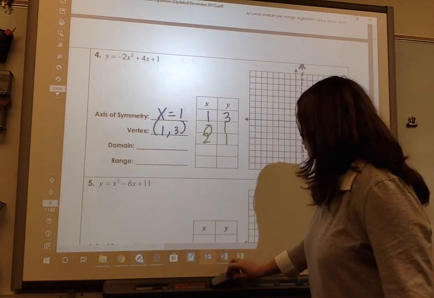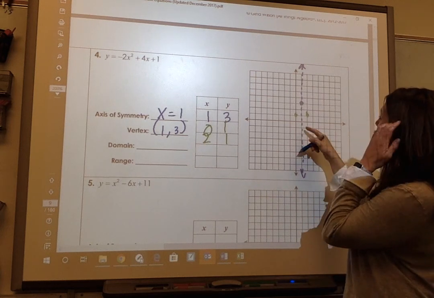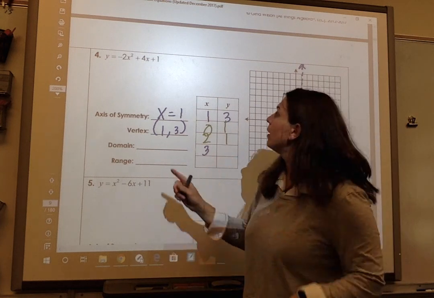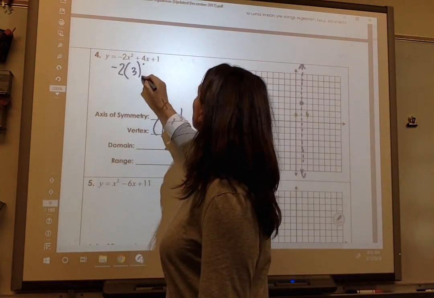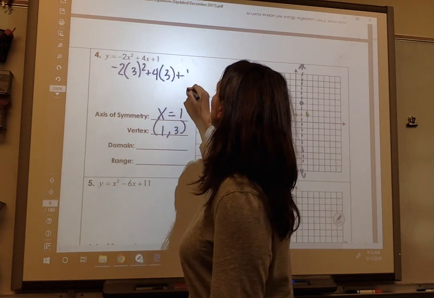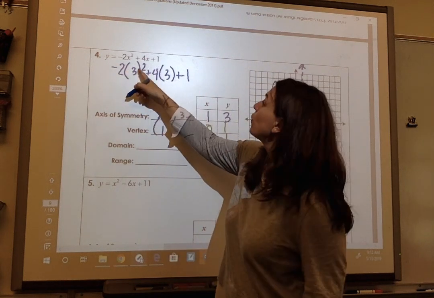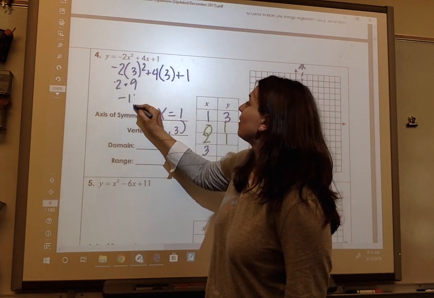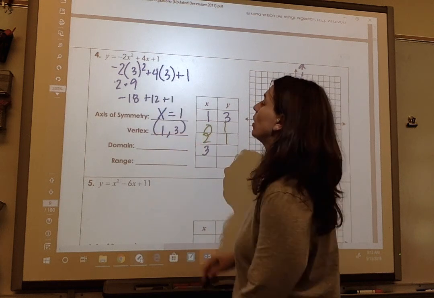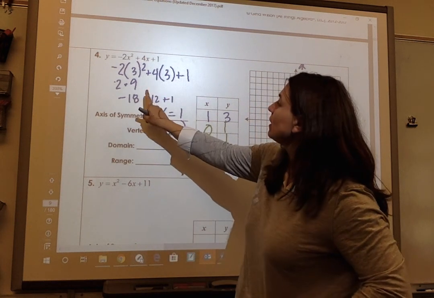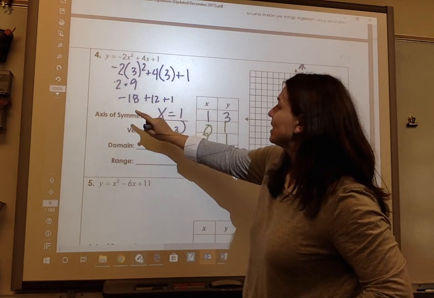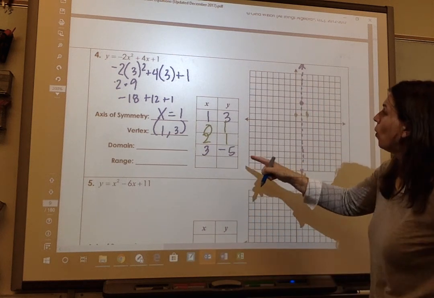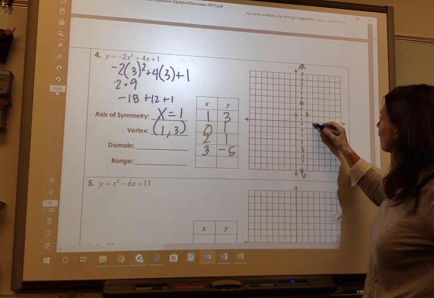Right? Let's use a different point. Let's find out what happens when x is 3. And I can choose any point I want. So negative 2 times 3 squared plus 4 times 3 plus 1. So I'm just going to evaluate. Remember, order of ops. 3 squared is 9. 9 times negative 2 is negative 18 plus 12 plus 1. So I've simply evaluated. And negative 18 plus 12 plus 1 is negative 5. So when x is 3, y is negative 5.